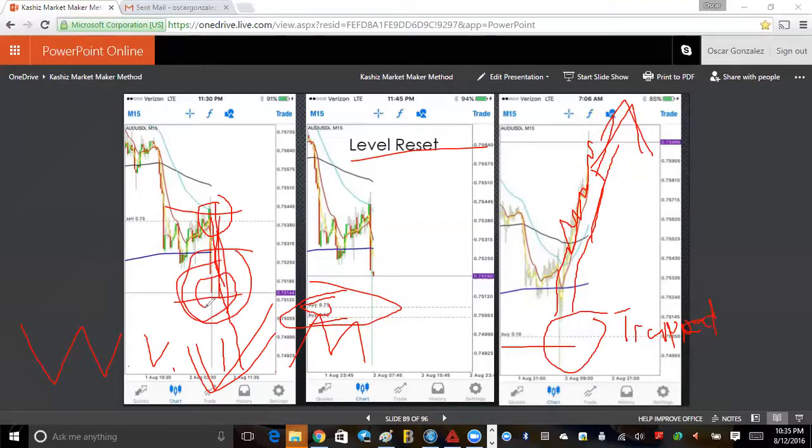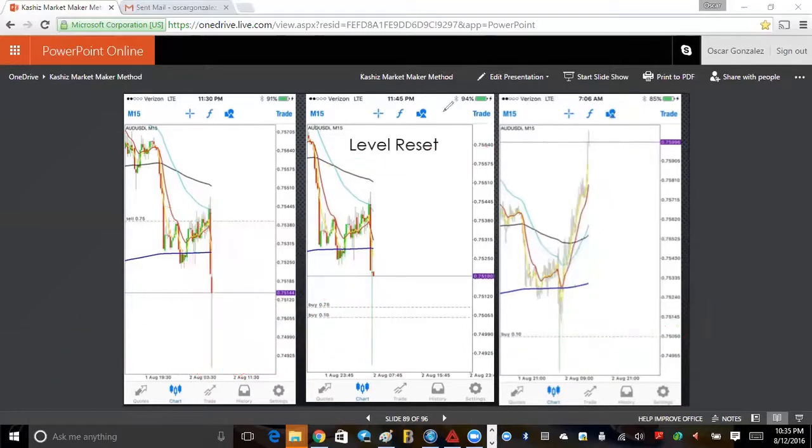Not recommended to trade, by the way. But yes, this was a level reset also. Okay? And yeah, look at this. It went up. It went up. Let's continue.